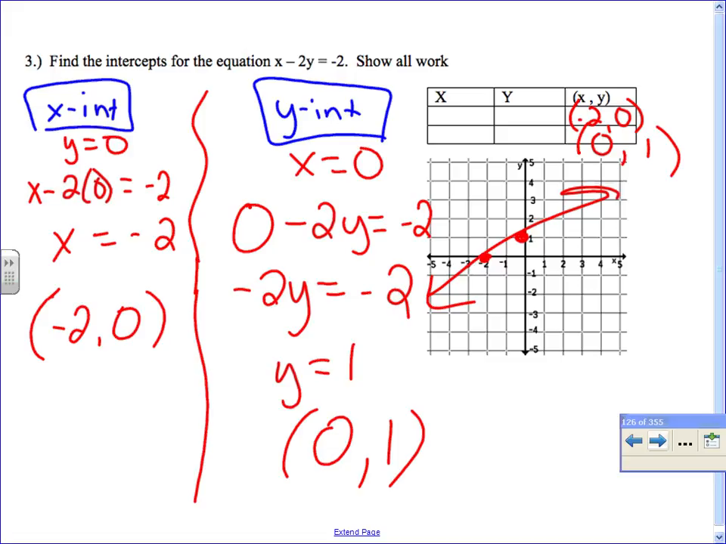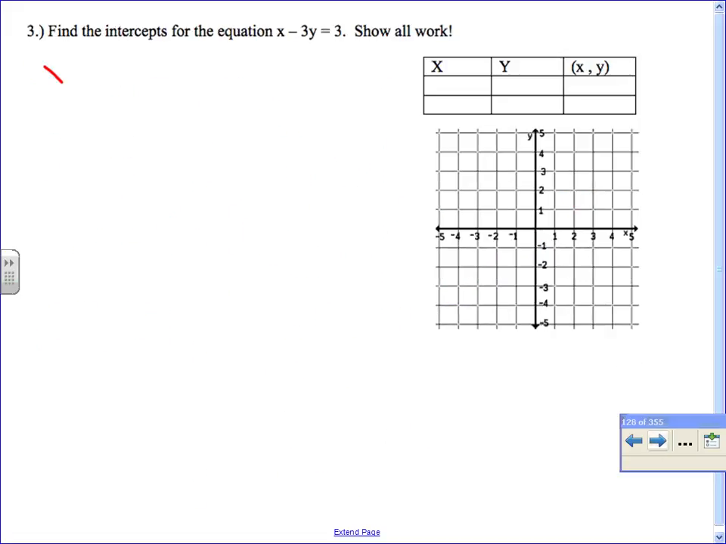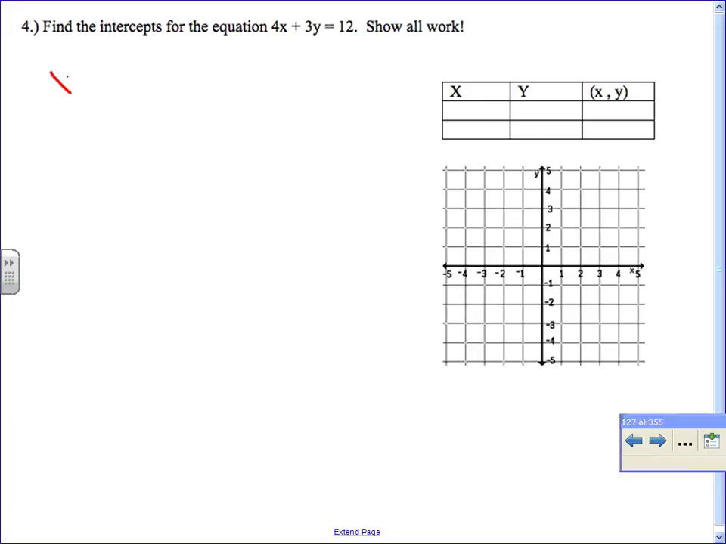Okay, I want you guys to try number 4. So that next example, go ahead and find the x and y intercepts, write it as an ordered pair, and then graph. When you're done, just hang out for a minute till everyone's done.